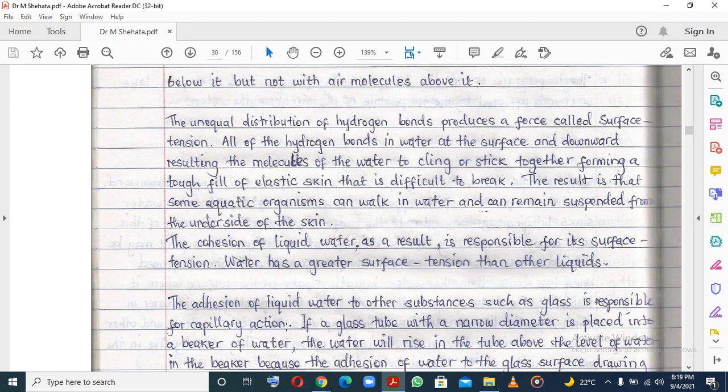It's like they are being pulled downwards and on the sides, but there is nothing on top to which they are attached. So at the end of the day, because of this unequal distribution of hydrogen bonds, there's going to be a surface tension, because of all the hydrogen bonds in water, just like I've explained. There are hydrogen bonds downwards and also on the sides. So they are going to cause water molecules to form more or less something like an elastic skin.